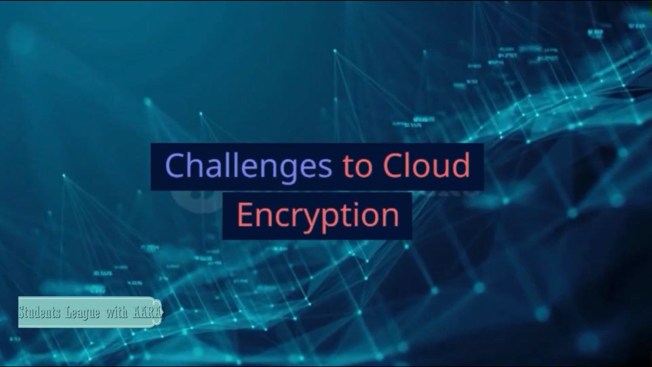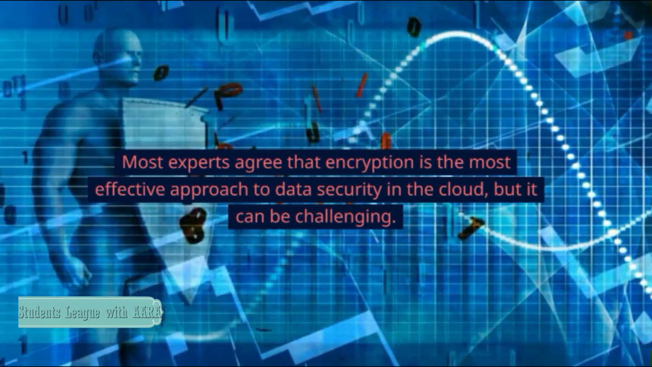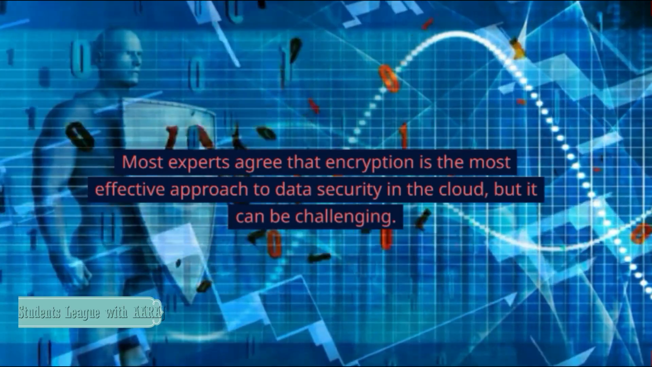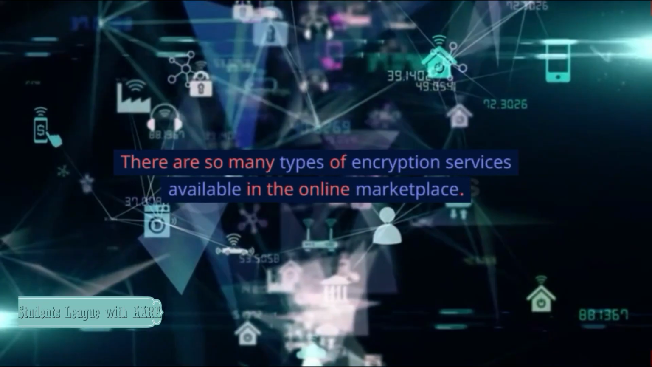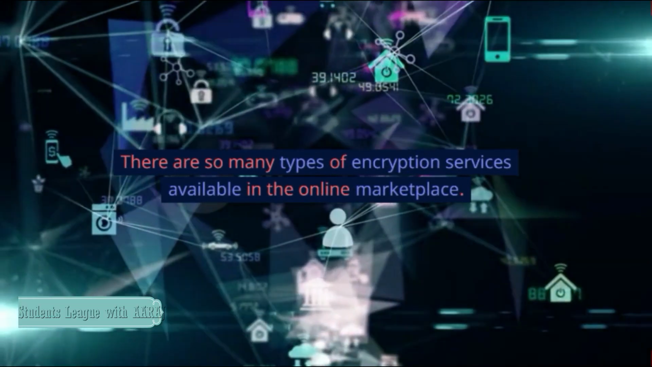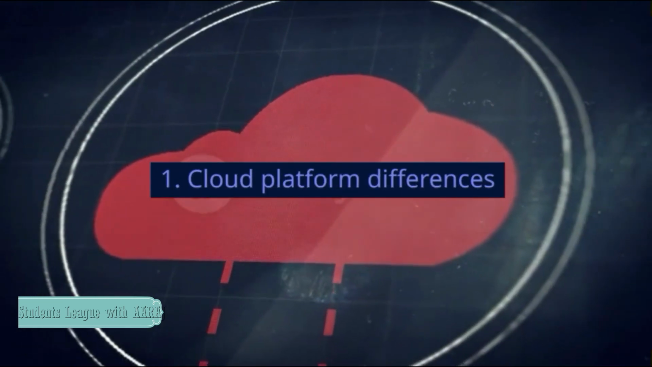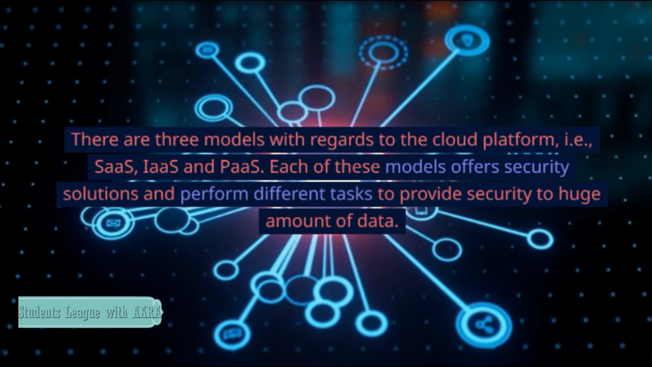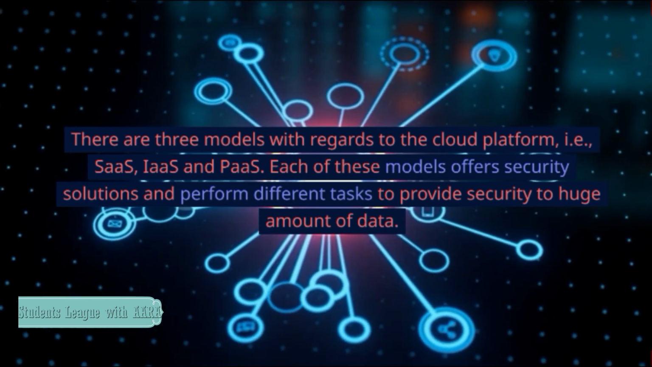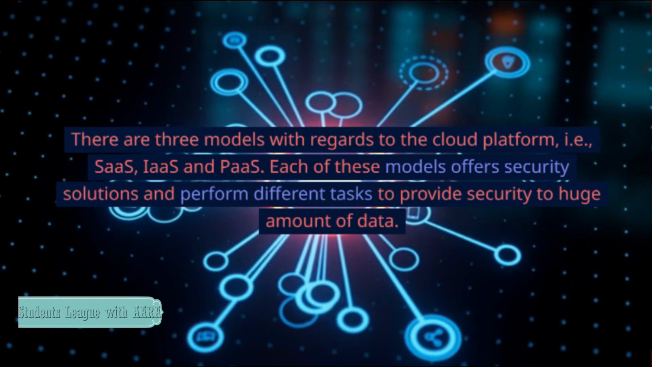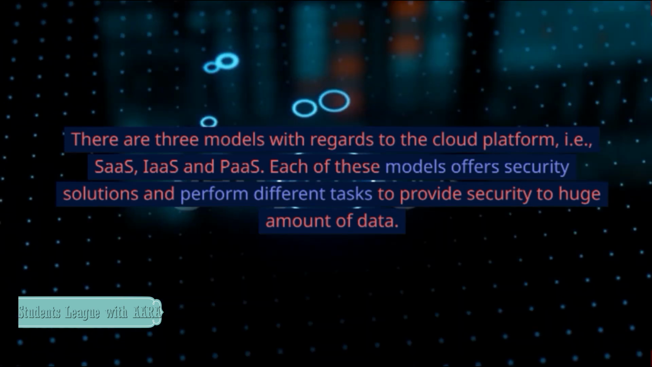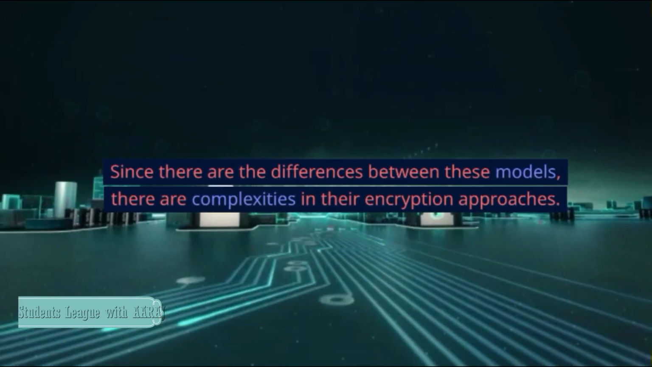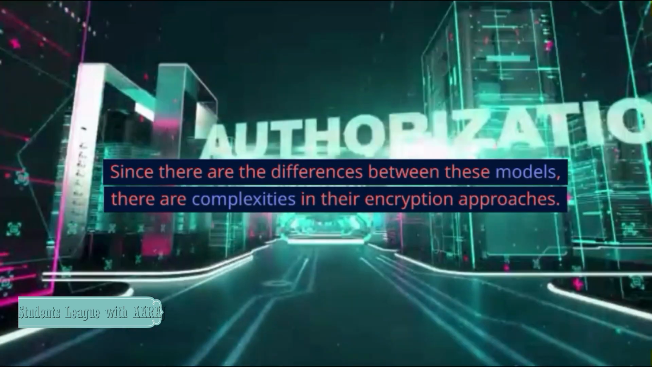Challenges to cloud encryption. Most experts agree that encryption is the most effective approach to data security in the cloud, but it can be challenging. There are so many types of encryption services available in the online marketplace. 1. Cloud platform differences. There are three models with regards to the cloud platform, i.e., SaaS, IaaS and PaaS. Each of these models offers security solutions and performs different tasks to provide security to huge amounts of data. Since there are differences between these models, there are complexities in their encryption approaches.